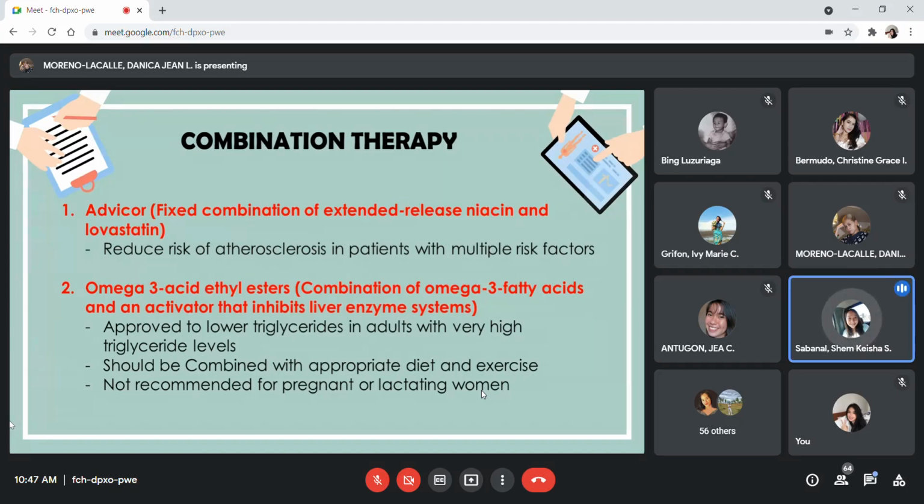Next is our omega-3 acid ethyl ester. This is a combination of omega-3 fatty acids and an activator that inhibits liver enzyme systems. It is approved to lower triglycerides in adults with very high triglyceride levels. It should be combined with appropriate diet and exercise, and it is not recommended for pregnant or lactating women.